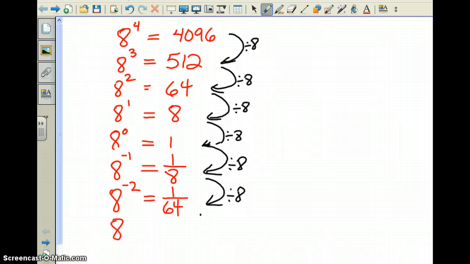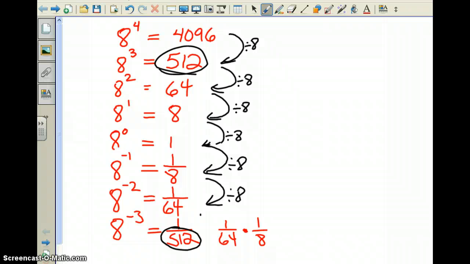Continuing on, dropping by another 1 in the exponent, 8 to the negative 3rd means I'm going to be doing 1/64 divided by 8, or times 1/8. And 1/64 times 1/8 is 1/512. And at this point, hopefully you're saying, man, these denominators are looking a little familiar. And you are right, because notice 8 to the negative 3, I have a 512 in the denominator. That's how much 8 to the positive 3 was, 512.